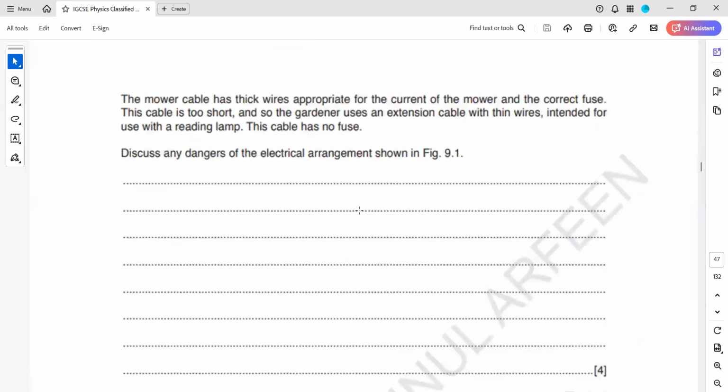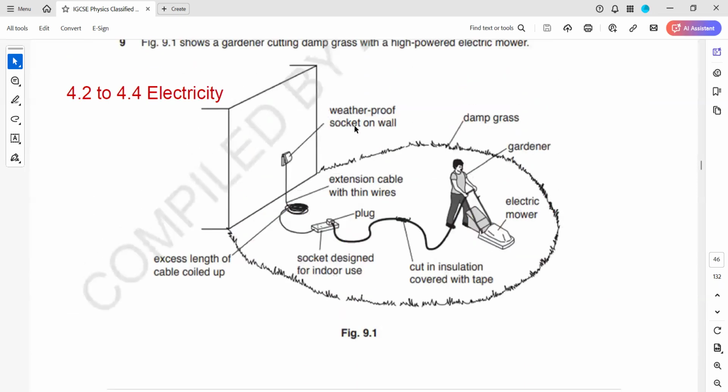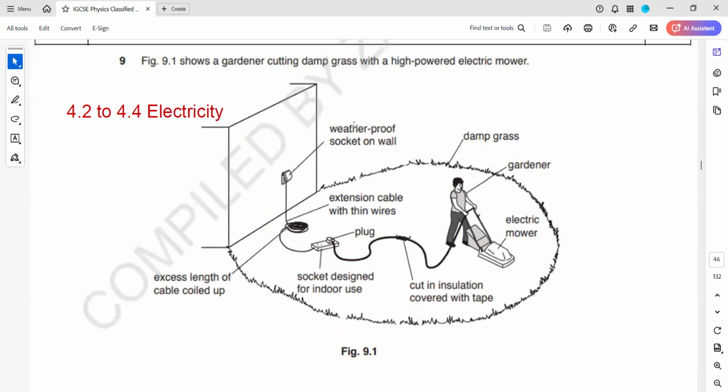The mower cable has a thick wire appropriate for the current for the mower, and the correct fuse. This cable is too short, so the gardener uses an extension with thin wires intended for use with a reading lamp, like a low voltage or current supply. The cable has no fuse. Discuss any dangers of the electrical arrangement. What are the dangers of the electrical arrangement in this figure?